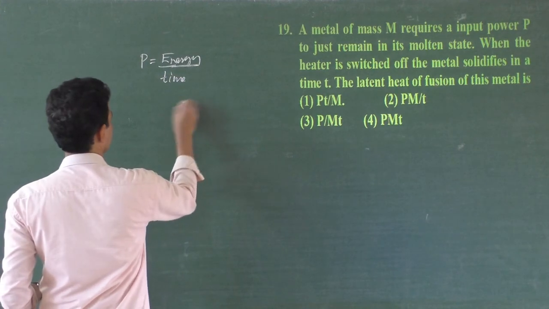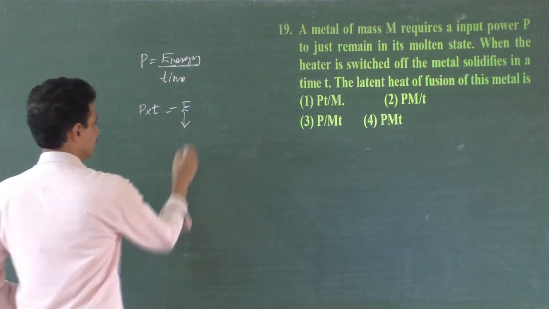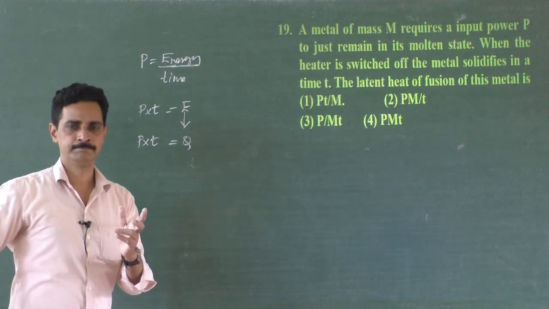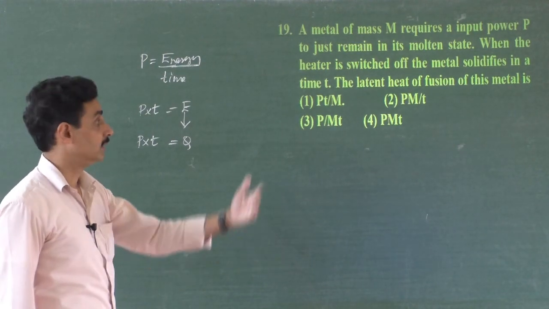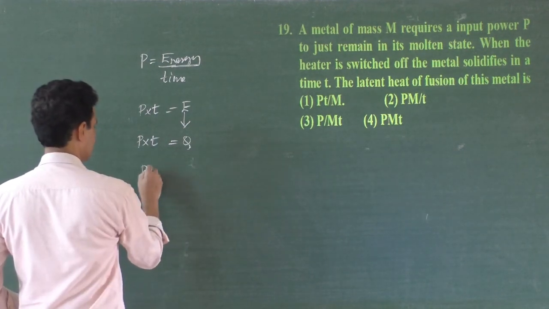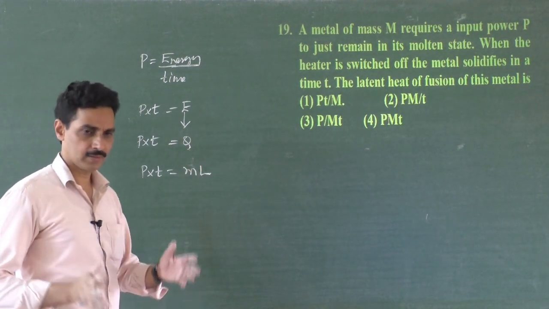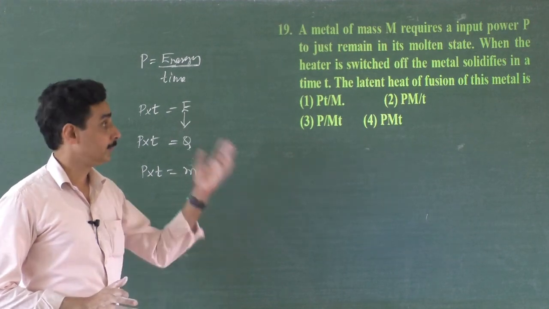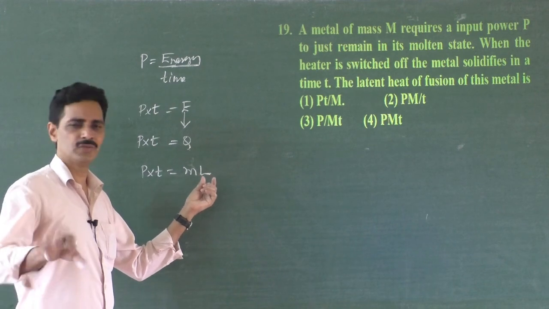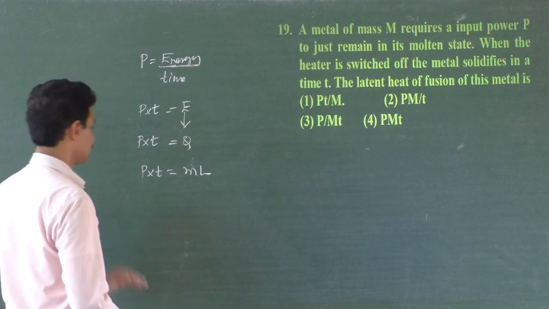So what is energy? Power into time. This heat energy is nothing but the amount of heat energy supplied to melt the solid into liquid, that is molten metal, right? To maintain the metal, now shall I write this as Q as ml, the mass of that material in the liquid form, into the latent heat of fusion. That is the heat energy that has to be supplied to melt it or keep it in the molten state.